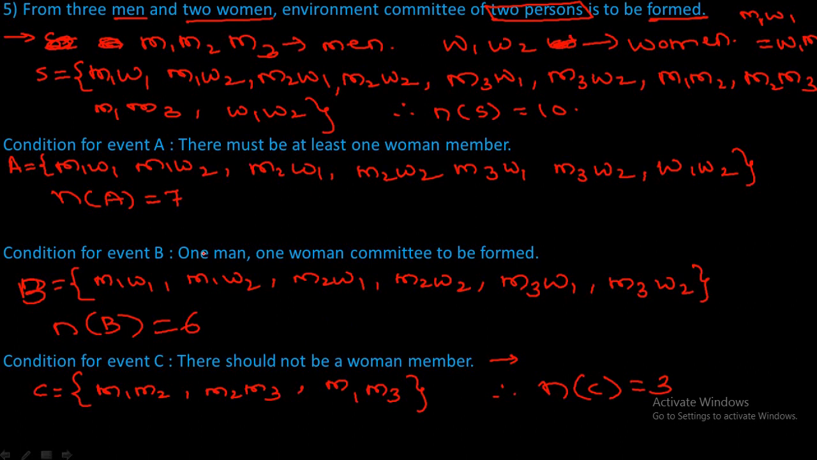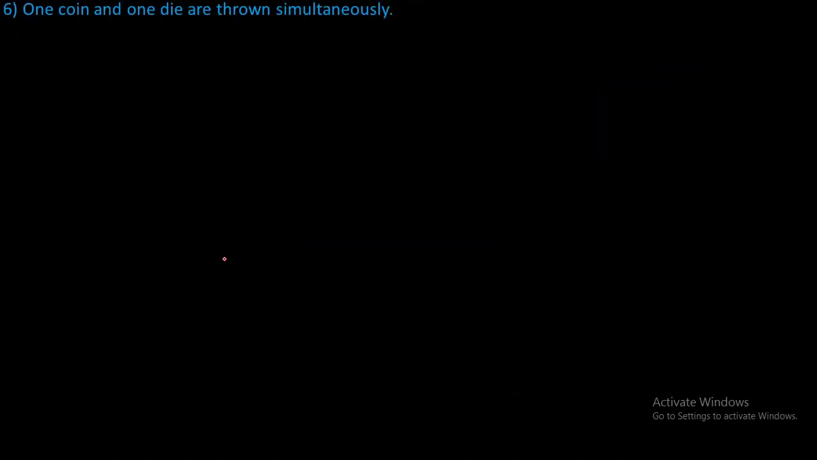Next problem we will discuss, that is the sixth one, the last problem we will discuss. One coin and one die are thrown simultaneously.